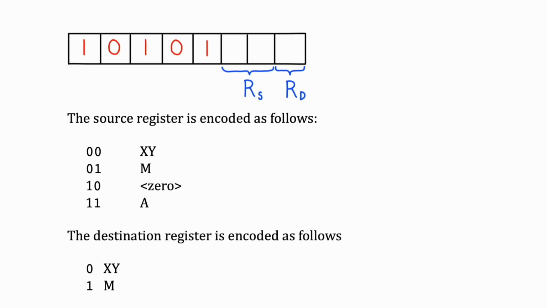Finally, here is the encoding for the add 16 instruction. Recall that the opcode is followed by 2 additional bytes, and those 2 bytes are added to a source, which can either be the XY register, the M register, or 0, or the A register, and the result is moved into the destination register, which is encoded with a single bit field.